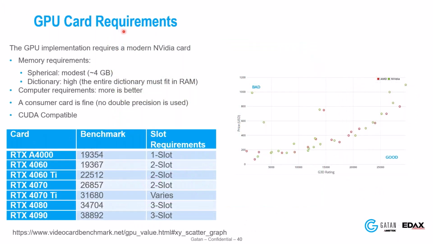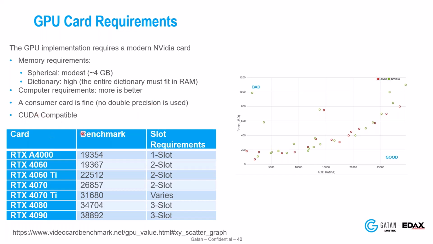So I mentioned, again, spherical indexing uses a GPU. We use an NVIDIA CUDA compatible board. People ask, what card do you need? We have some ideas of what we use. If you are using spherical, 4 gigabytes of RAM is generally sufficient. If you're using dictionary indexing, you need to be able to fit the whole dictionary into RAM. Most people, I think, are going to use spherical indexing, but we put that in so you're aware. A consumer card is fine. We're not using double precision.